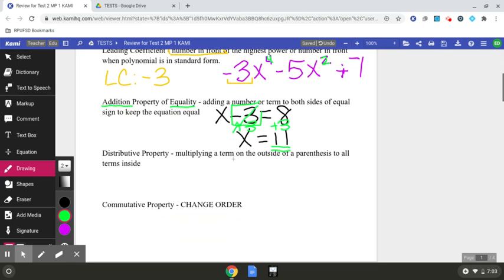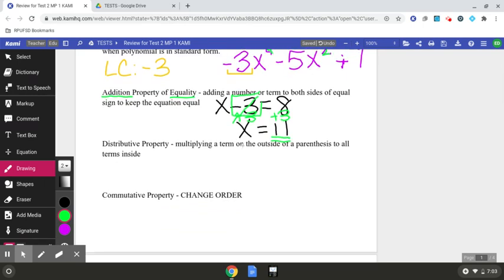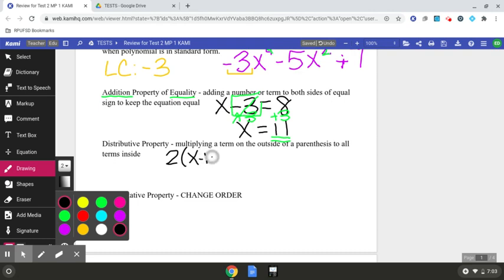The distributive property talks about multiplying a term on the outside of a parentheses to all the terms on the inside. So again, something would look like this. I would give you something that looks like this, and then I would give you a second step that looks like this. And I'd say, how did we get from the first step, the given, to the second step?